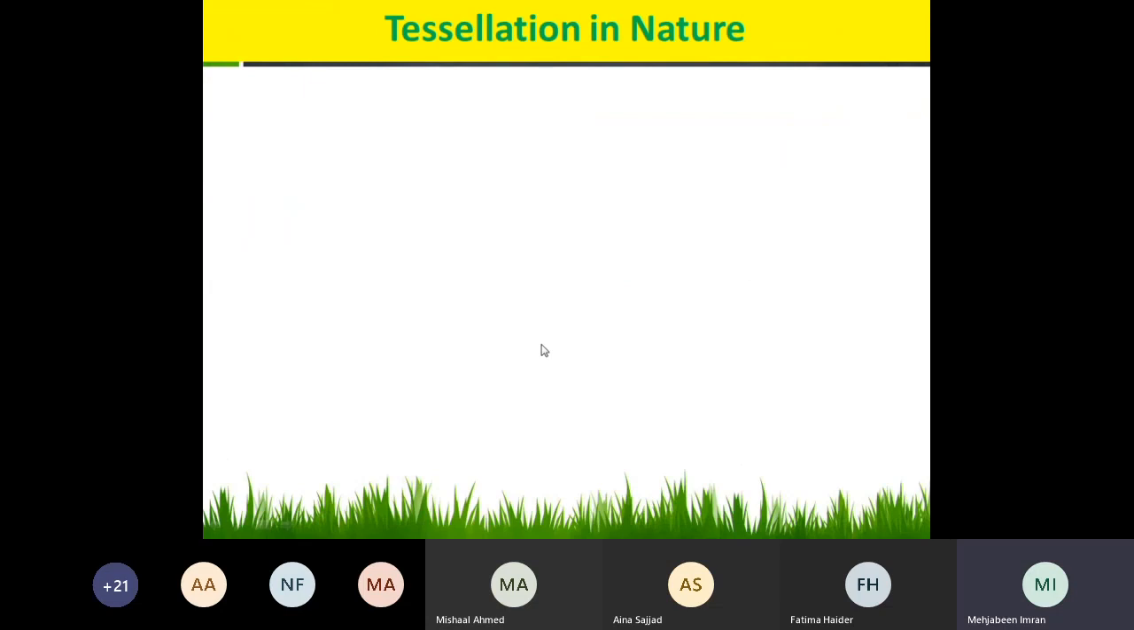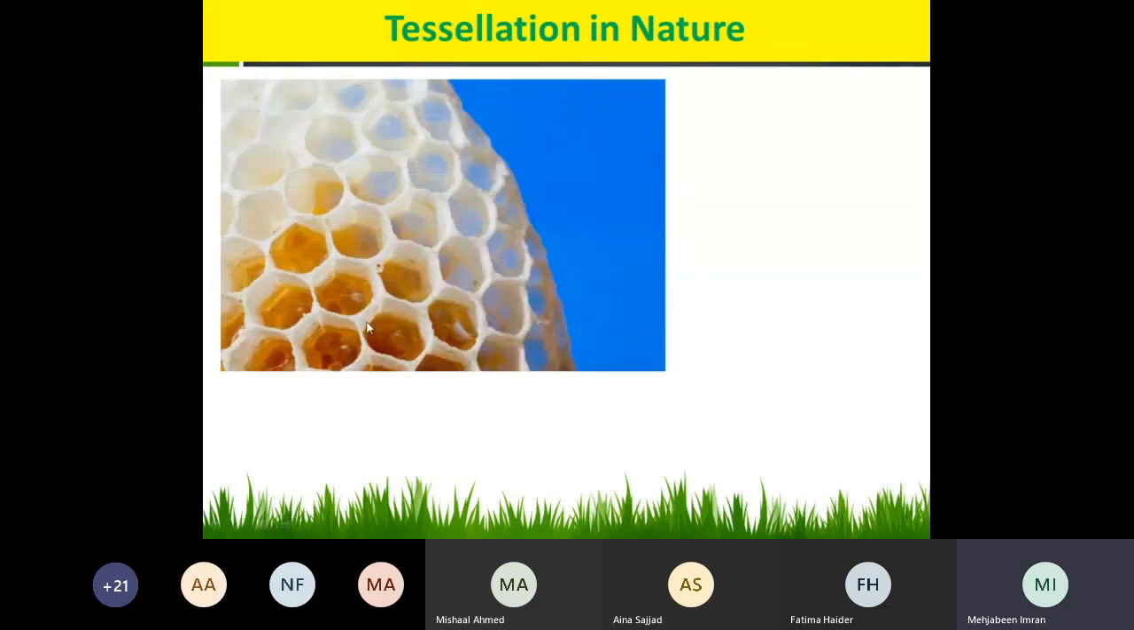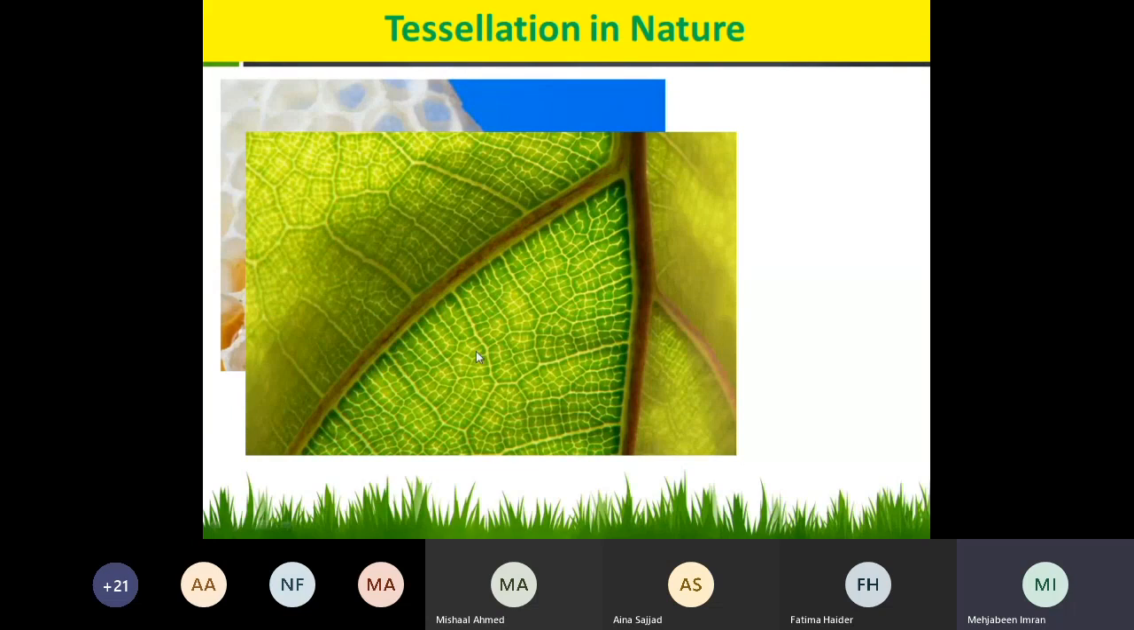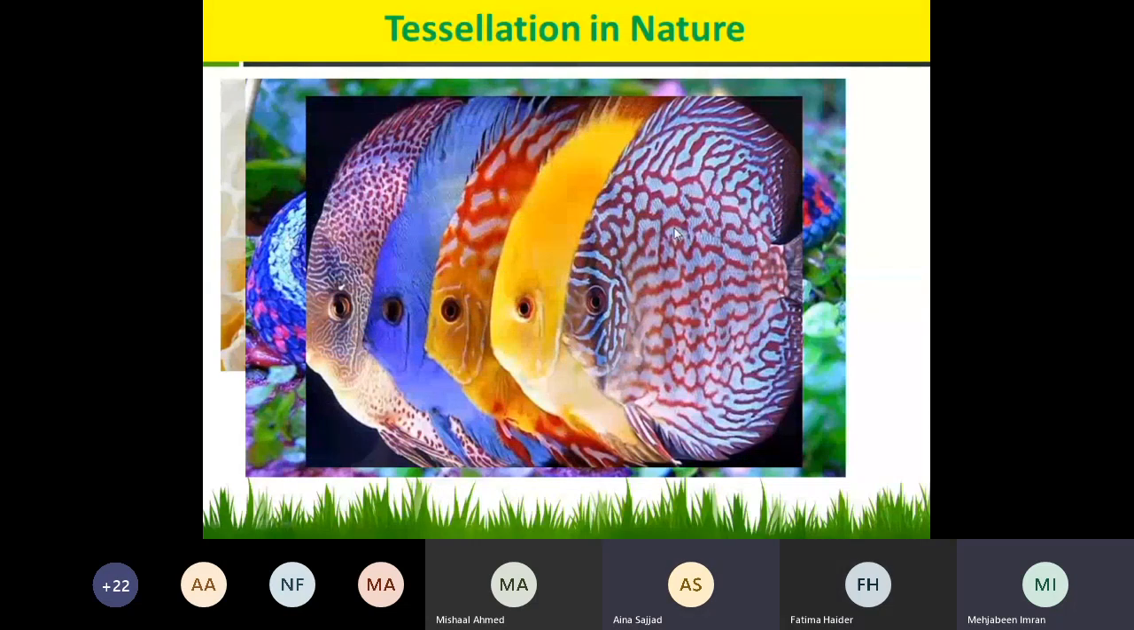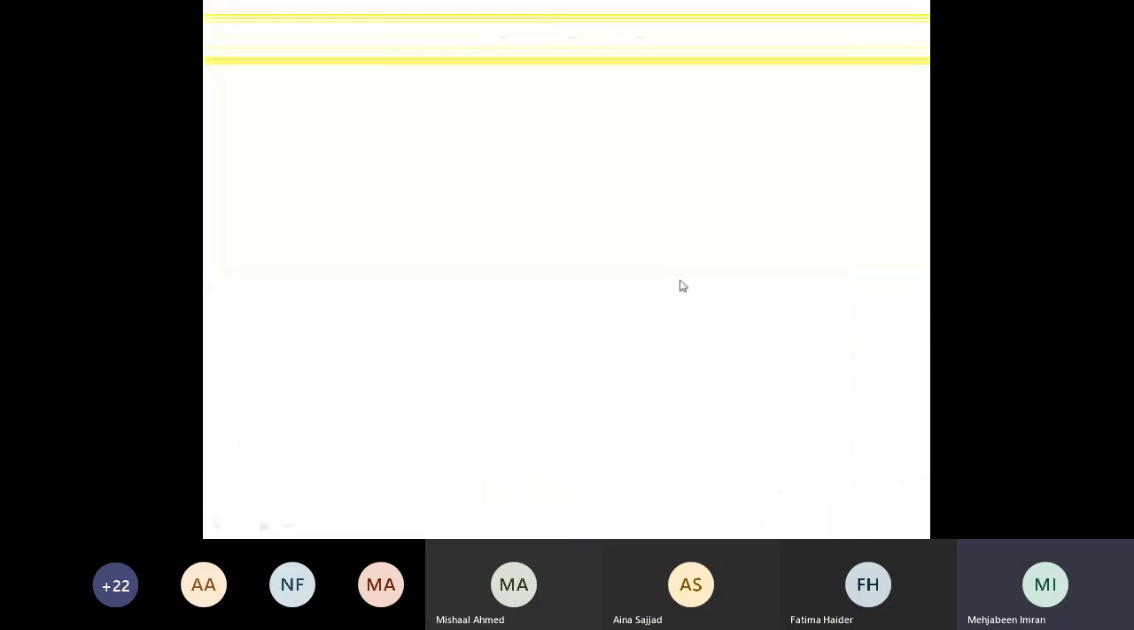Tessellation in nature: yesterday you told me many examples, so today I included some shapes also. Honeycomb we discussed. It's a regular tessellation, isn't it? You will tell me if it's regular or semi-regular. This honeycomb is regular because it is made up of only one polygon. Now if you can see the inside pattern, what kind of tessellation is this? Semi-regular, because it's made up of two or three shapes. Now this snake pattern: demi-regular, yes, because these are not polygons. The fish, which type? Demi-regular, because curves and different shapes are there.